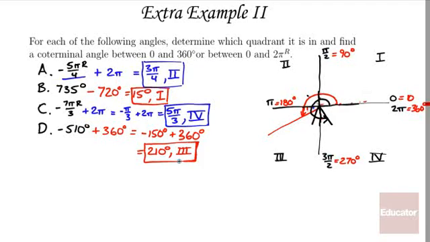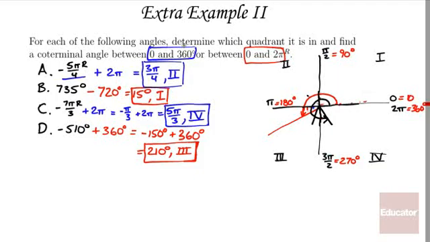So just to recap here, finding these coterminal angles and finding out what quadrant they're in: to find the coterminal angle, you take the angle that you're given in degrees or radians, and you add or subtract multiples of either 2 pi radians or 360 degrees. And you add or subtract these multiples until you get them into the range that you want, 0 to 2 pi radians or 0 to 360 degrees.